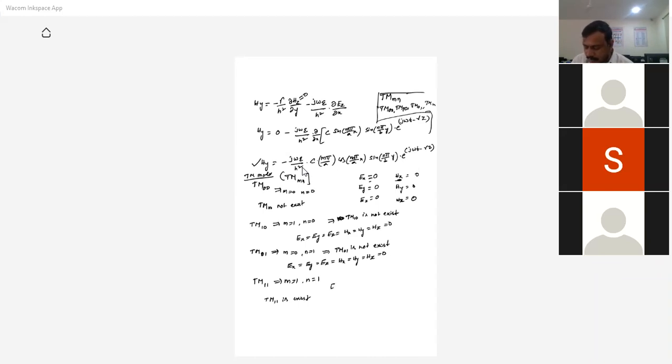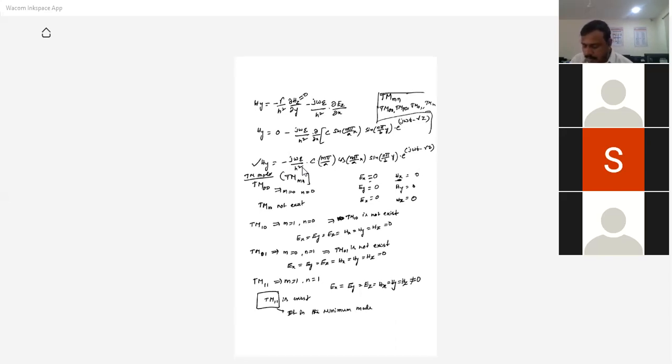For this case, you can write Ex, Ey, Ez, Hx, Hy, Hz. These are not equal to 0. So here all field components are existing. TM11 exists means the minimum mode existing in the TM mode is TM11. So TM11 is the minimum mode, or you can say the higher order mode, minimum mode.